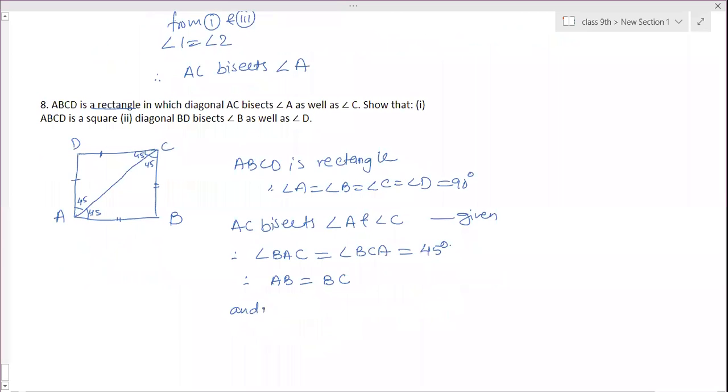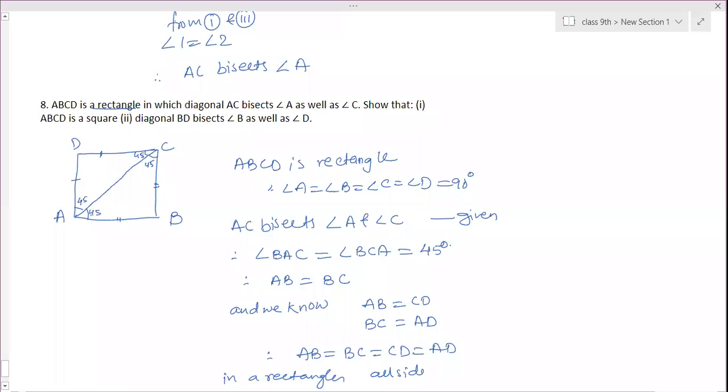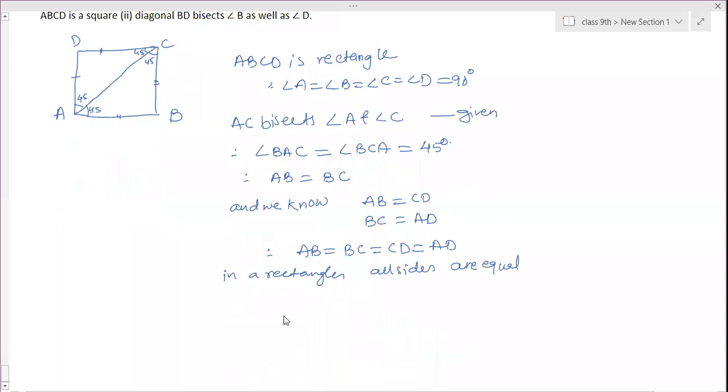And we know AB is equal to CD and BC is equal to AD. So therefore all sides are equal. AB is equal to BC is equal to CD is equal to AD. In a rectangle, all sides are equal. Therefore it is a square. Clear?